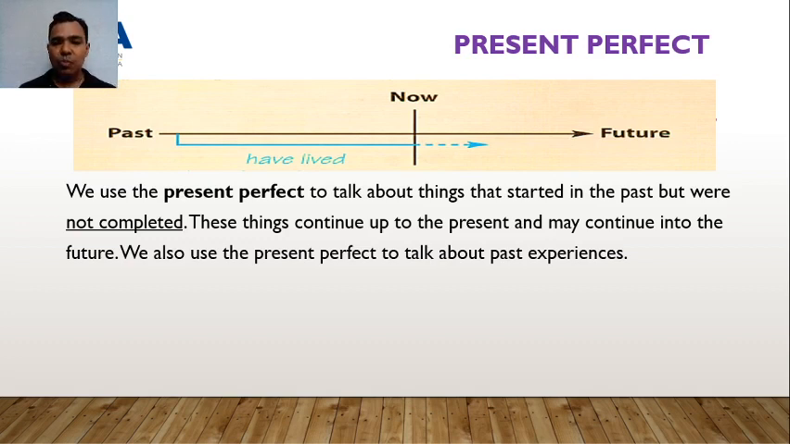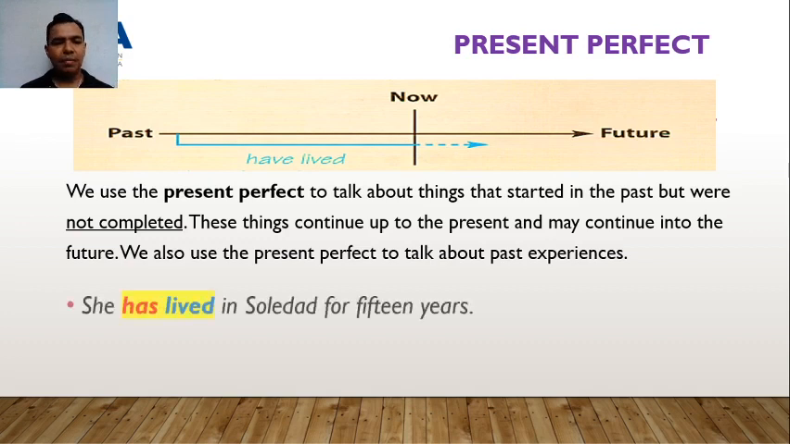We also use present perfect to talk about past experiences. For example, an experience: I have been to Jamaica. That's an experience. Or I have eaten sushi. Or I have cooked lasagna. That's an experience. I'm talking about something that I did in the past. Okay, but it's an experience. It's not just past, it's an experience.